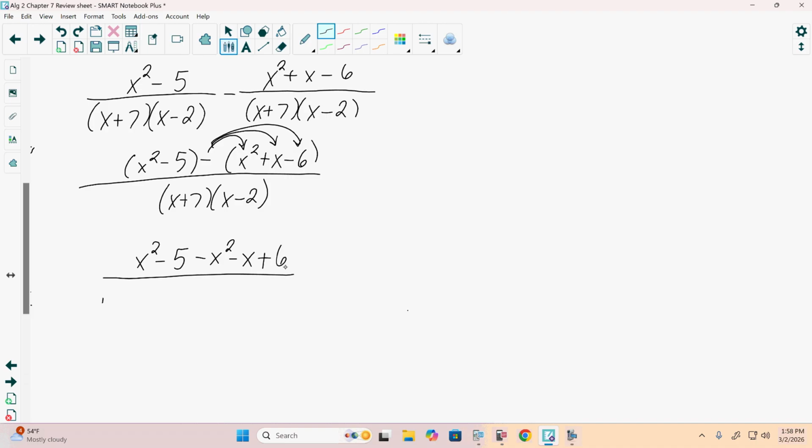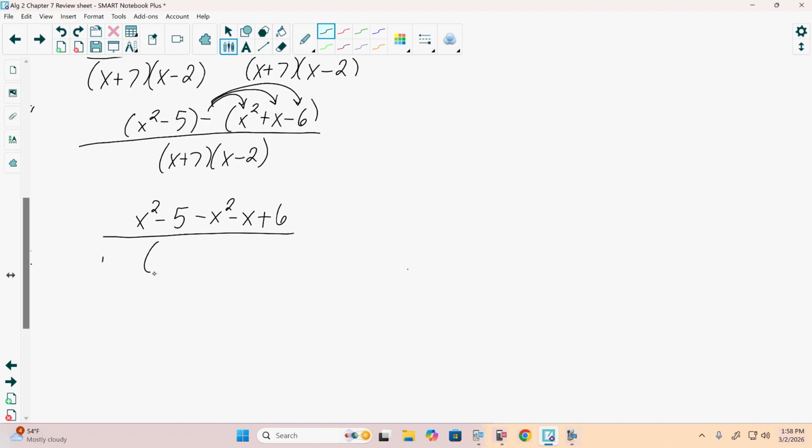And that's going to turn it from positive x squared to negative x squared. It's going to turn it from positive x to negative x. And it's going to turn it from negative 6 to positive 6. And it's still over x plus 7 times x minus 2.